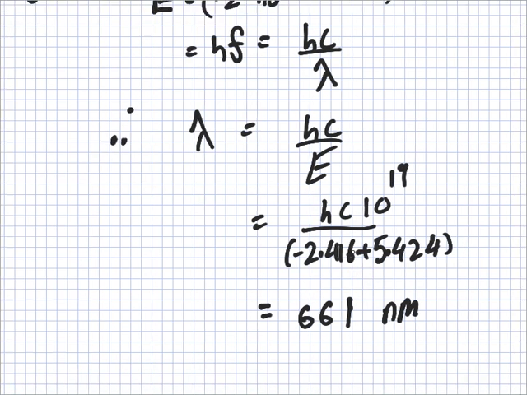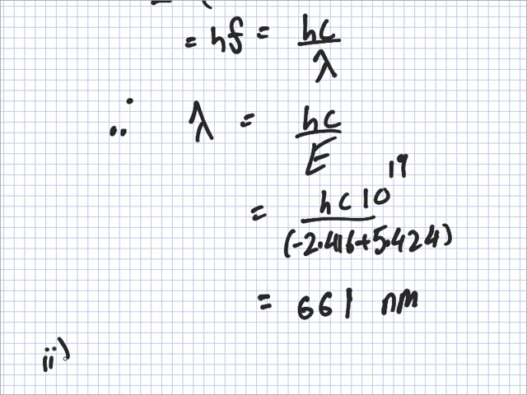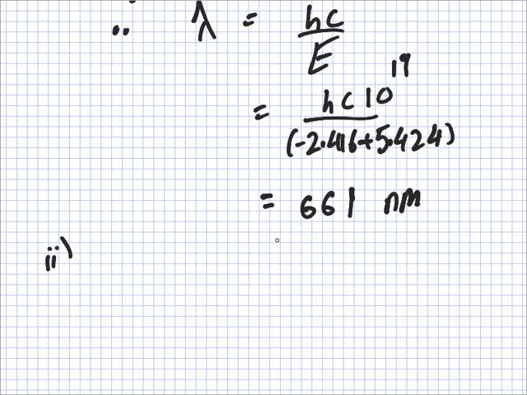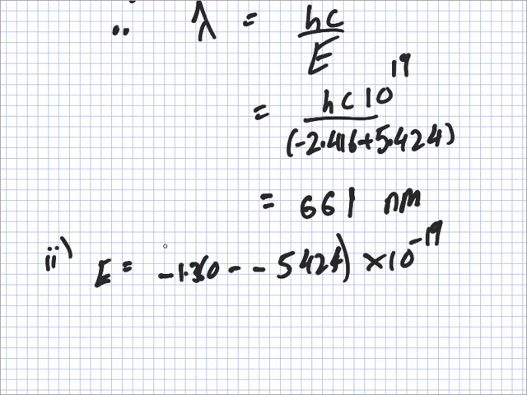Okay. 2. Determine the energy of the photon emitted in electron volts when it moves from 4 to 2. The same thing again, except they just want the energy. So the energy when it goes from 4 to 2 will be minus 1.360 minus 5.424 times 10 to the minus 19, and they want that in electron volts, so divide that by E, and how many electron volts do we get? 2.51.